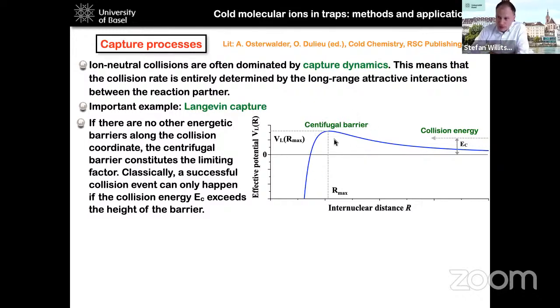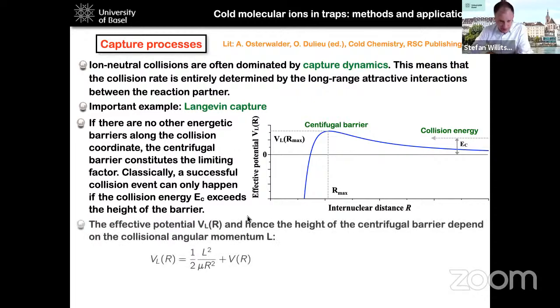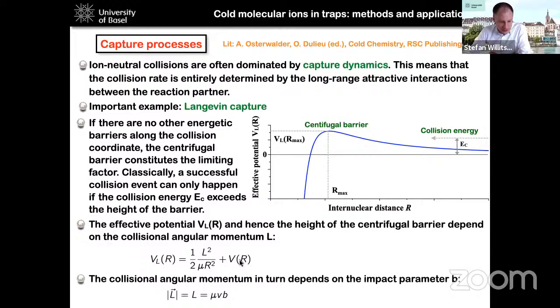So for a successful collision to happen, the two collision partners essentially have to overcome the centrifugal barrier. Remember, that is the form of this effective potential. We have the centrifugal part, we have the interaction part. This one is usually attractive, as we have seen. And this one is always repulsive and leads to the centrifugal barrier. And what is now important to remember is the expression for the classical angular momentum. This is given by mu times v times b, and b is again the impact parameter.